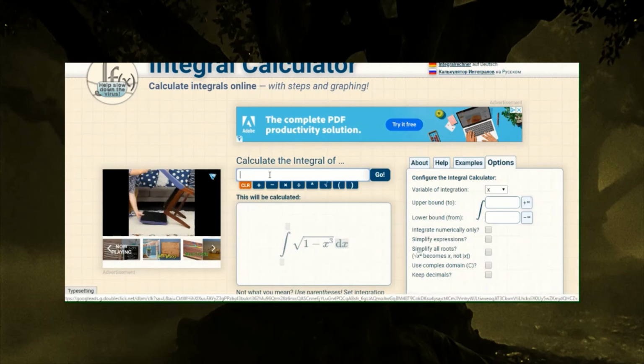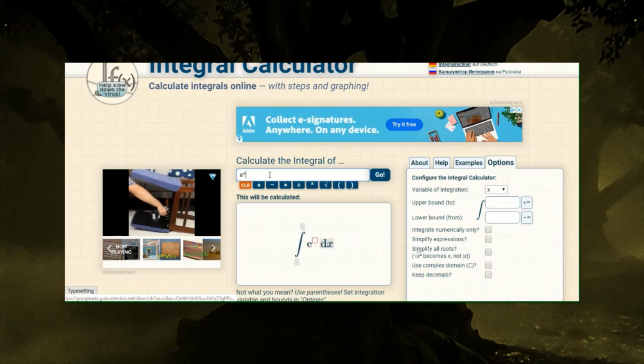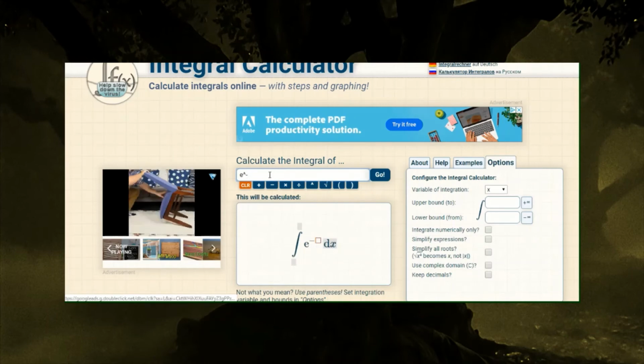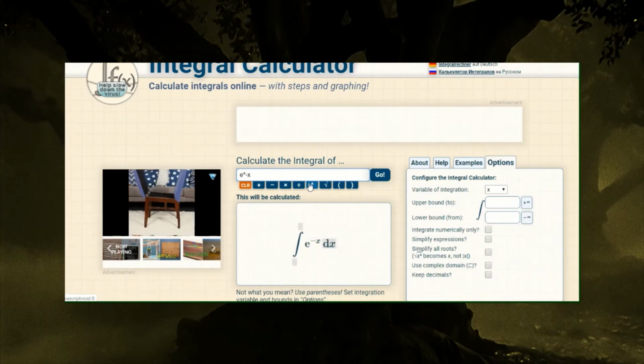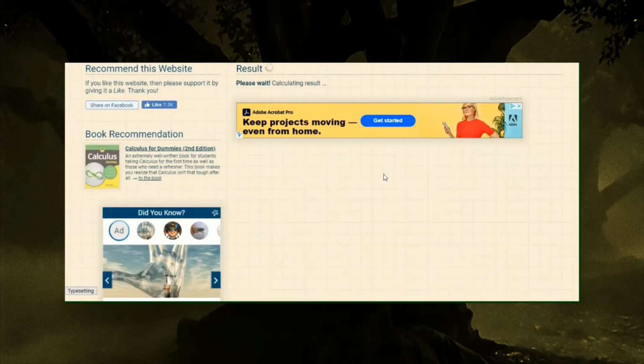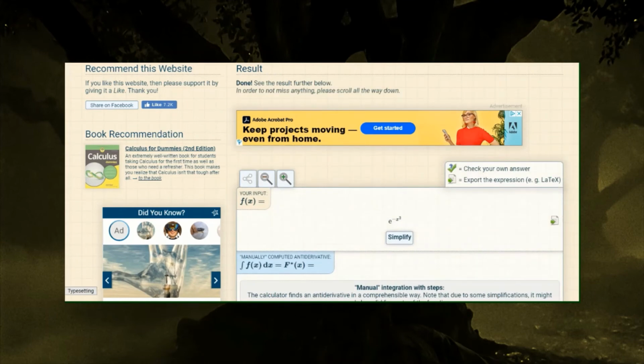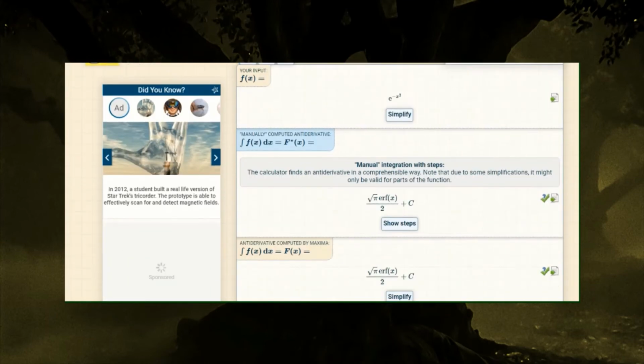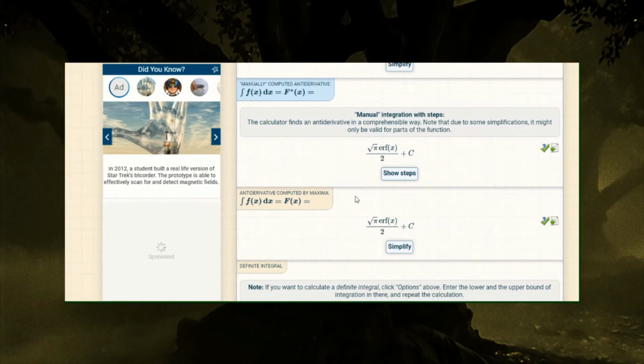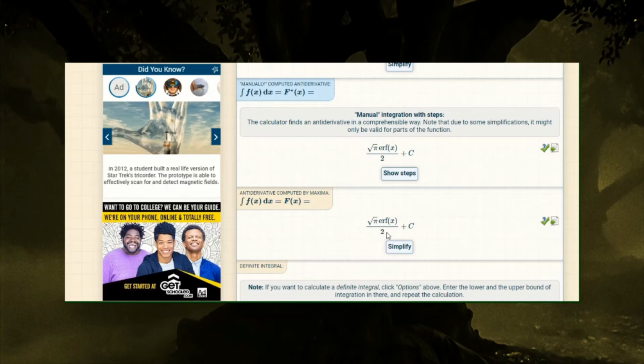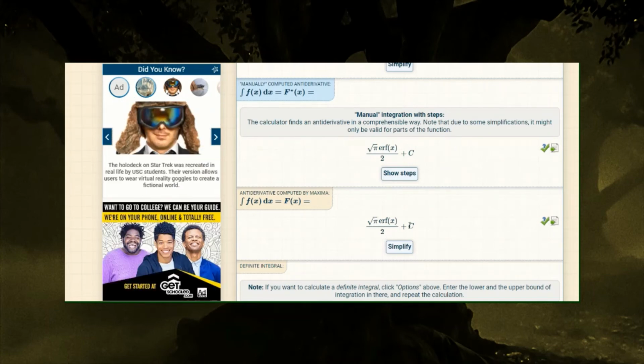Now, the next one I've given you, you may recognize, I don't know. So e to the power negative, and I'm going to put the letters in carefully here, x squared. This is the basis of the normal distribution. This is the Gaussian curve. And again, I'm not going to put the limits in. Let's see how we get on with this. So go. Let's see how we do. All right, it's tried. Manual integration with steps. Ah, right. We have an antiderivative. Now, this here, we have root pi over 2, and then we have erf x plus the constant of integration.